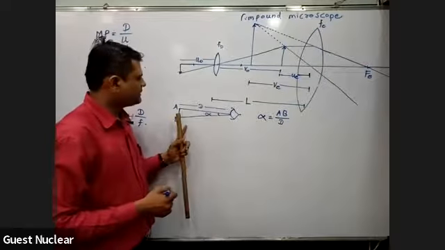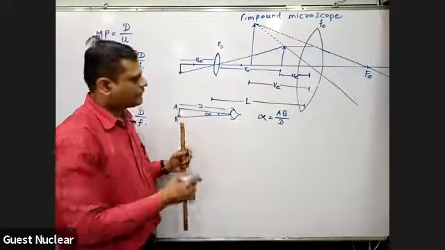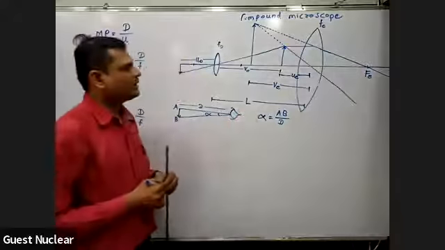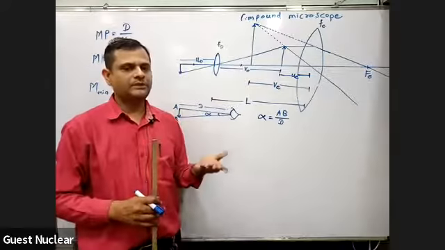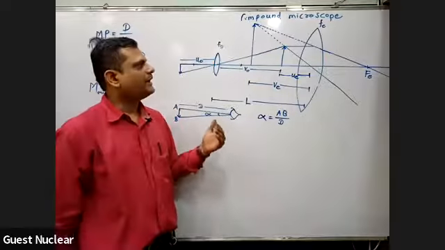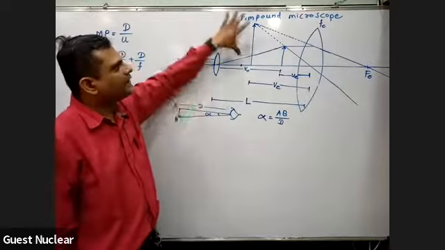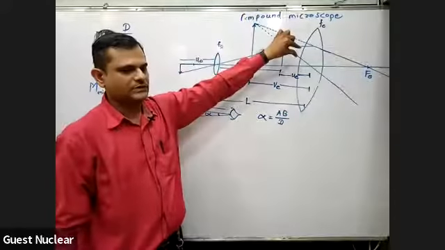So basically this is going to be the formula for alpha, you can see. But now what is the definition of beta? Just understand, what does beta mean? Beta is the angle subtended by the final image on the eyepiece of that instrument.